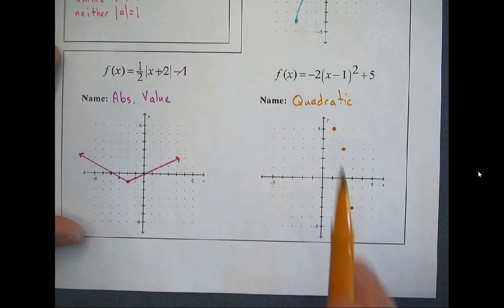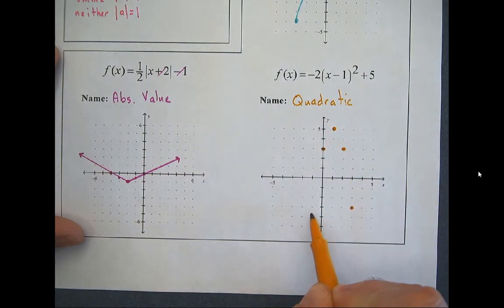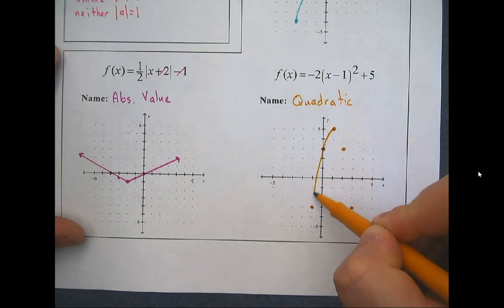Now this time I know quadratics are even functions, so I'm going to draw the rest of mine using symmetry. And don't forget to actually draw the curve.